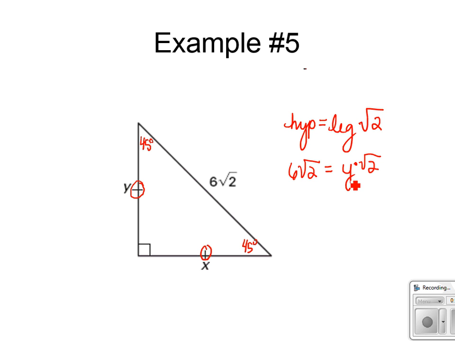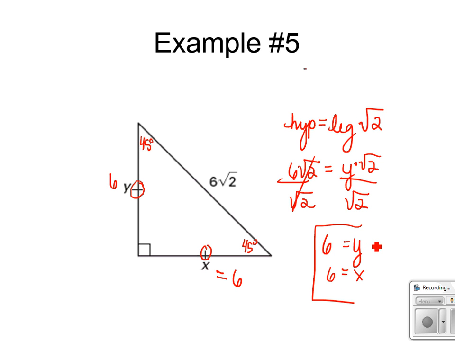The opposite of multiplying is dividing. So I'm going to divide both sides by the square root of 2. And the square root of 2 divided by the square root of 2 cancel. Remember, always check that before rationalizing the denominator. Save yourself some time. And so the leg, the y leg, is 6. Well, because I have a congruency statement here with these two symbols, meaning they're congruent, that means the other leg is also 6. So y is 6 and x is 6.